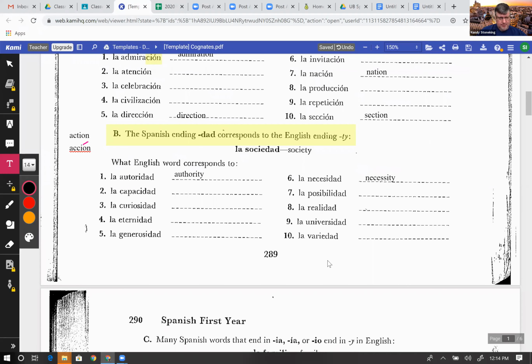How about, oh, here we go. Let's do an easy one. Anya Sophia, how about number 9? What do you think number 9 would be? University. There you go. La universidad becomes university.